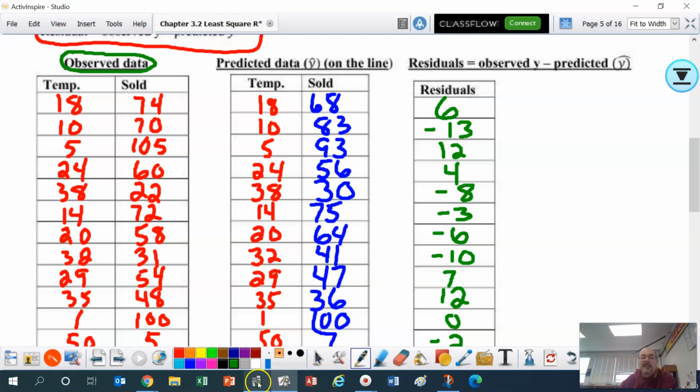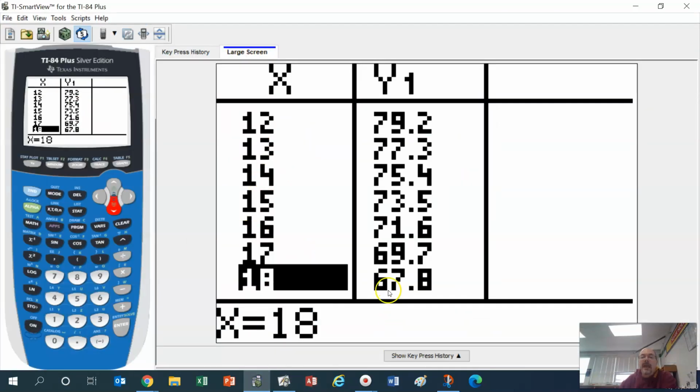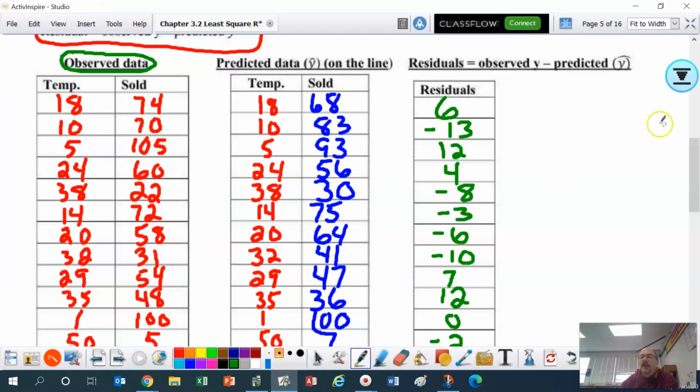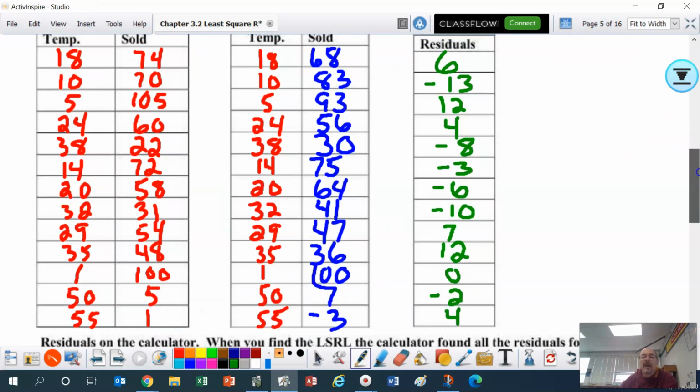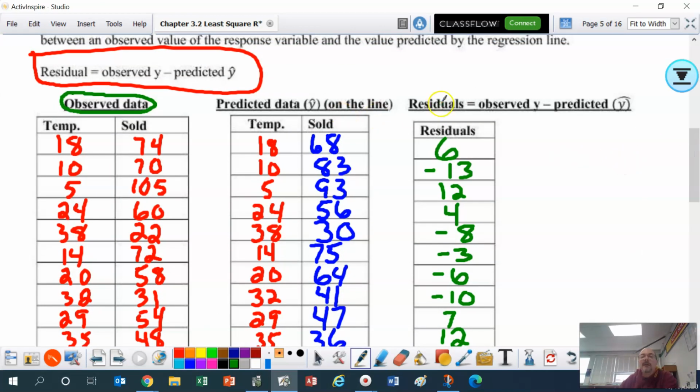So when I went to 18, I see that it's 68 boxes. That's my predicted value. That's the number on the line. All right, so that's what I did all the way down. Those are my predicted values. Then I found my residuals. The residuals equal the observed minus the predicted. So I took the 74 minus the 68 and I got 6. And then the next one, I took 70 minus 83 and I got negative 13.